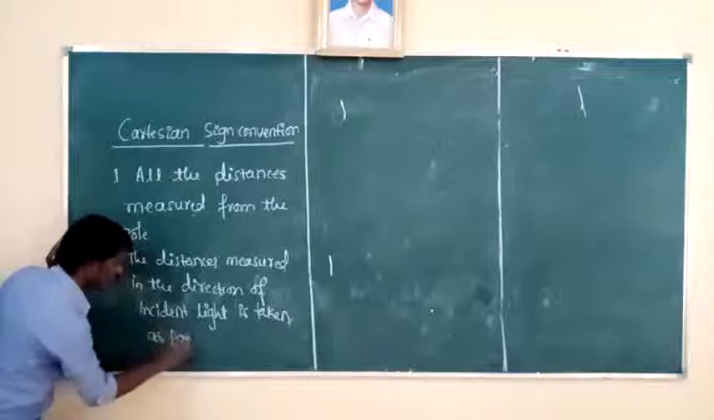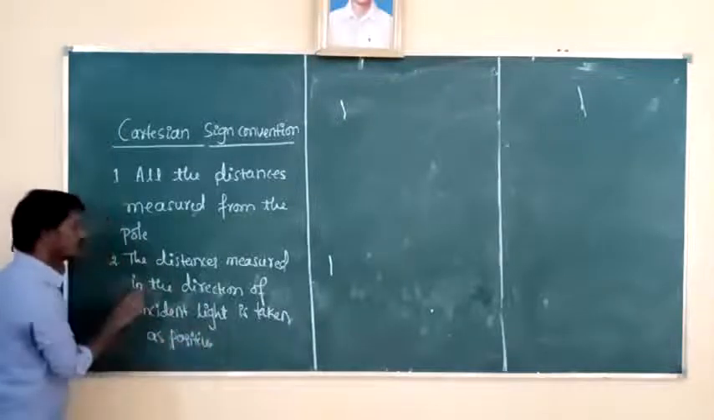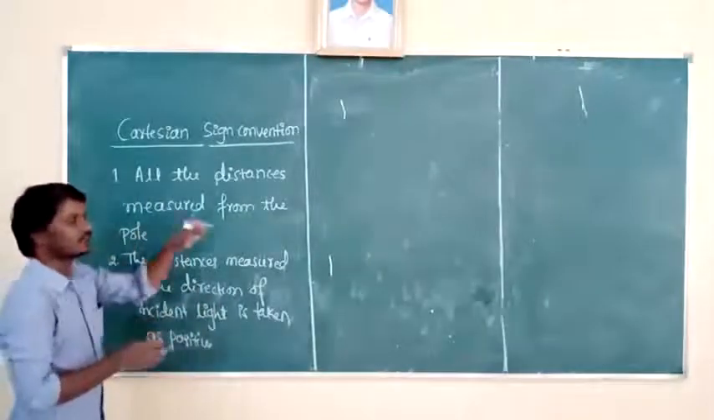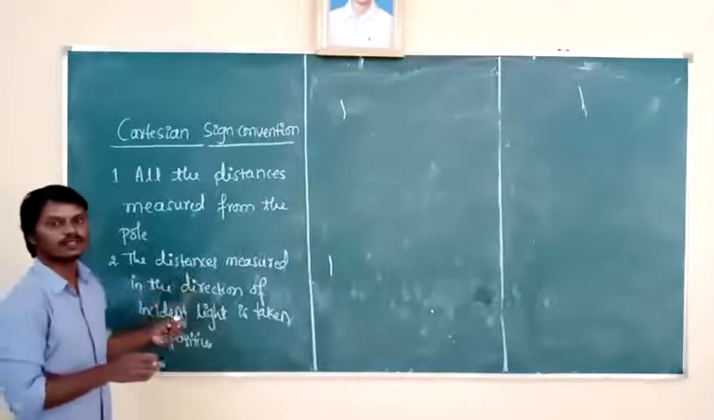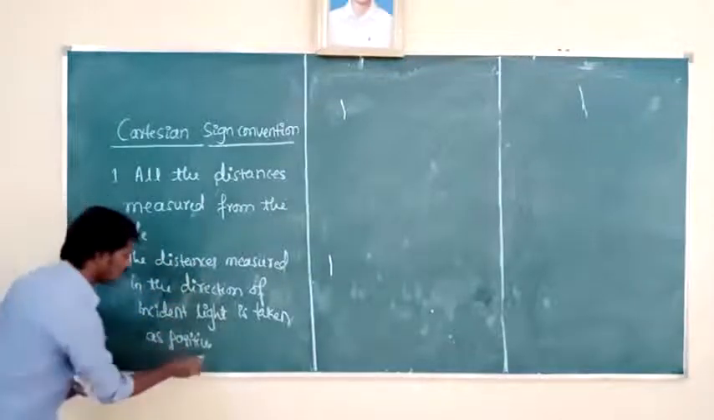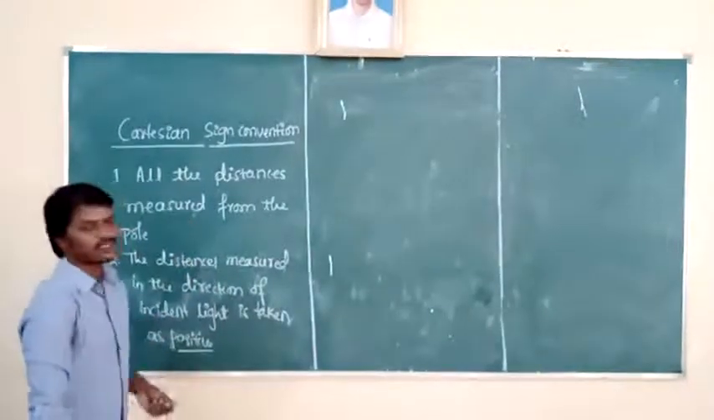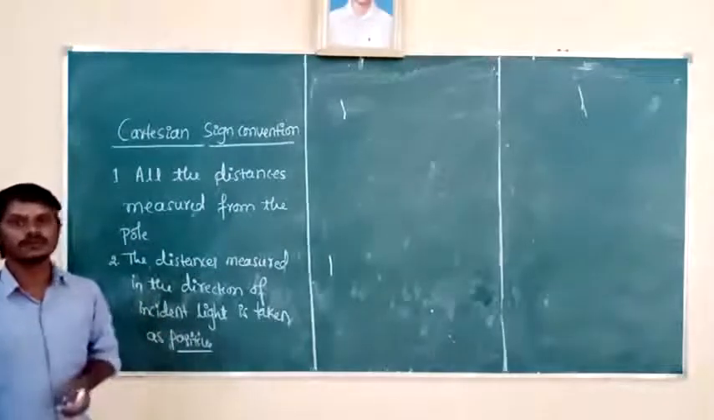So what is the second sign convention here? Distances measured in the direction of incident light, where the direction of incident light and the direction of measurement of distance are both the same, we have to take as positive. It is very important. These sign conventions are very important while solving problems related to spherical mirrors.